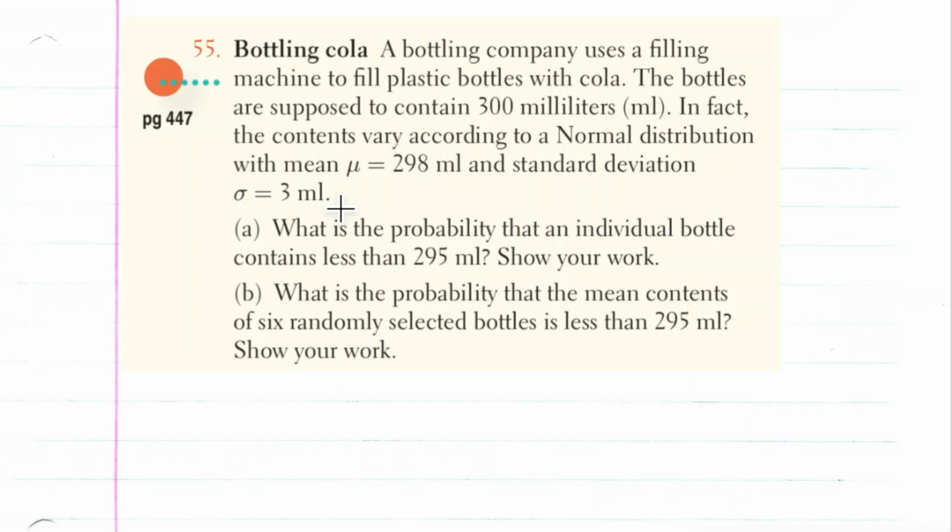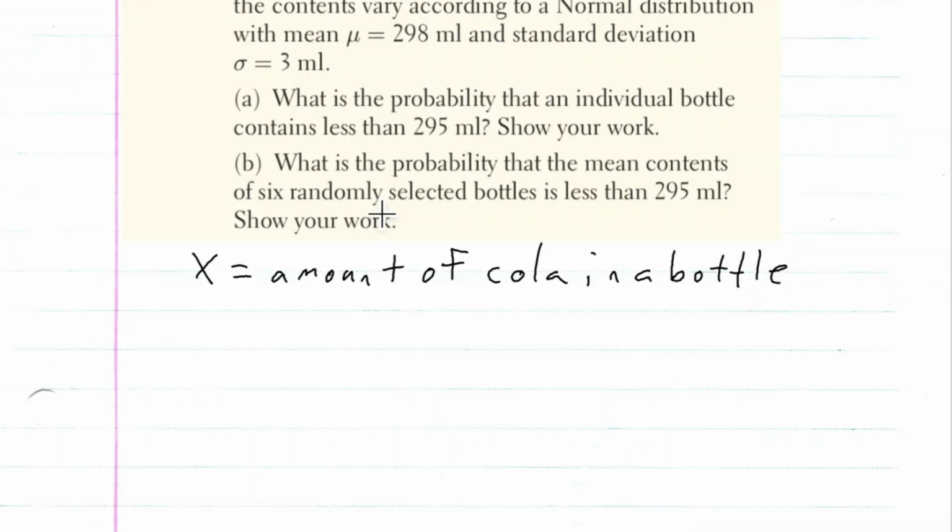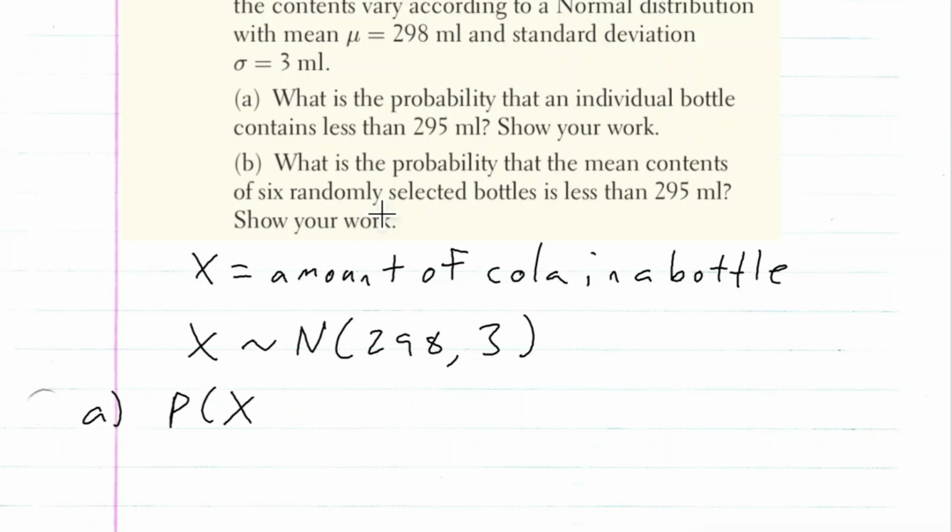Okay, so we know that X is equal to the amount of cola in a bottle, right? And we know it follows a normal distribution, so X is normal with mean of 298 and standard deviation of 3. Okay, so part A, what is the probability that an individual bottle contains less than 295?